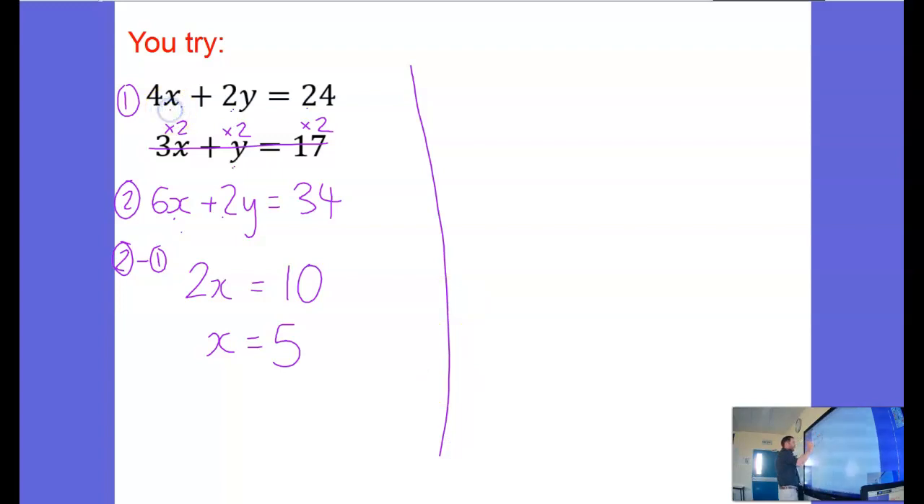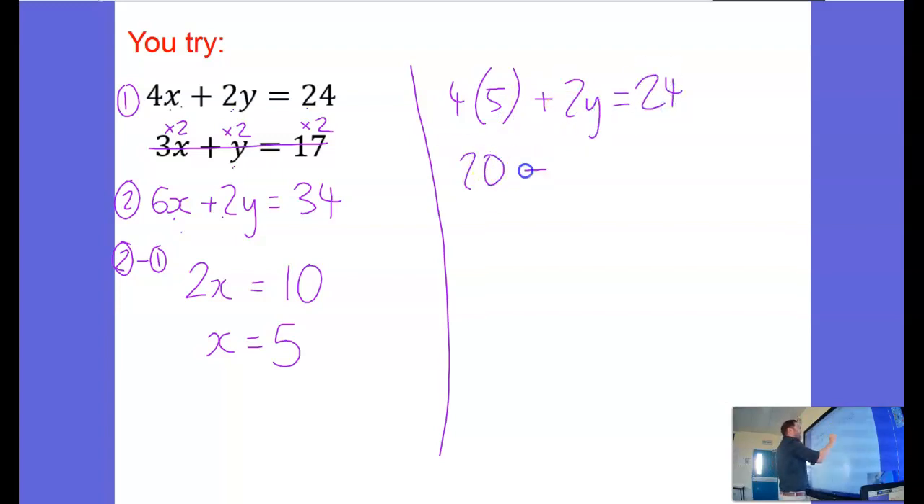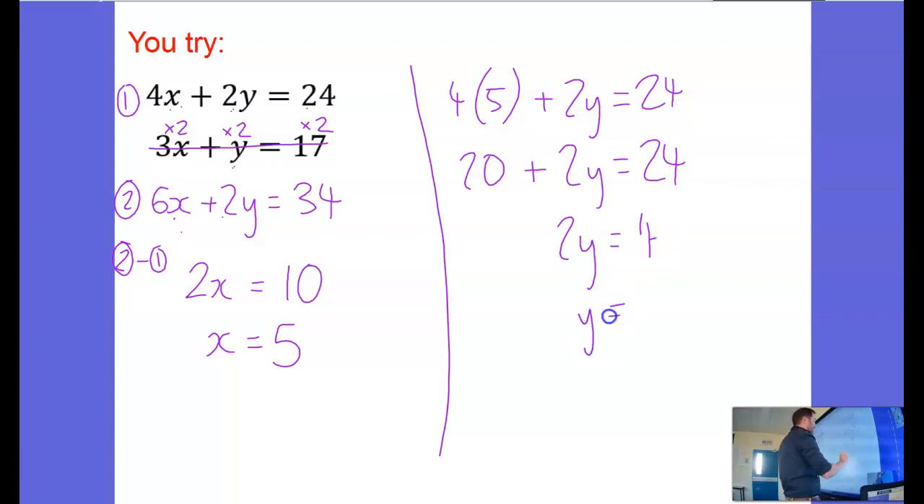Now we'll substitute. Put that x equals 5 in here, and we get 4 times 5 plus 2y equals 24. And so we end up with 2y equals 4, y equals 2. All right, checking that answer. 4 times 5 is 20. 20 plus 2 times 2 is 4. 20 plus 4 is indeed 24. Check it with this second equation. 3 times 5 is 15. y is 2. 15 add 2 is 17. It works.